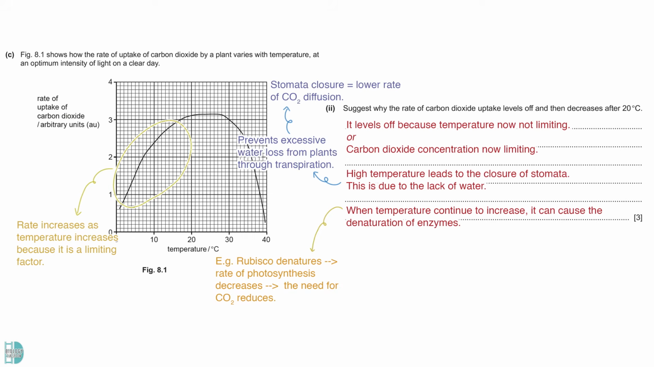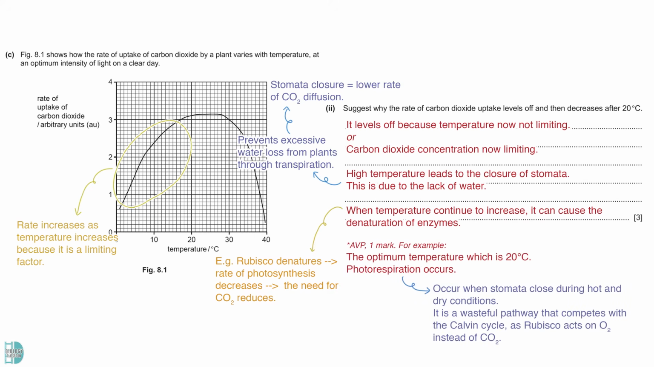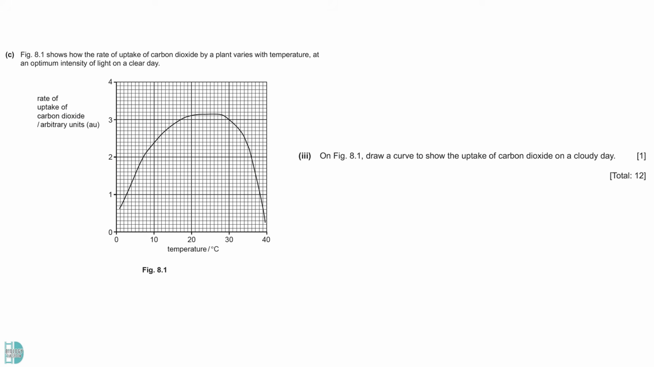as the rate of photosynthesis decreases. There is a mark for AVP. For example, you can state the optimum temperature. A process called photorespiration may occur when stomata close during hot and dry conditions. It is a wasteful pathway that competes with the Calvin cycle, as Rubisco acts on oxygen instead of carbon dioxide. On a cloudy day, the rate of photosynthesis will be lower, so the uptake of carbon dioxide will be reduced.